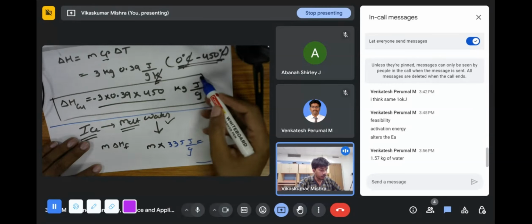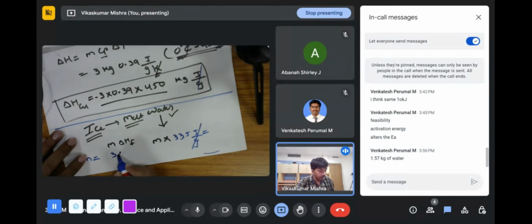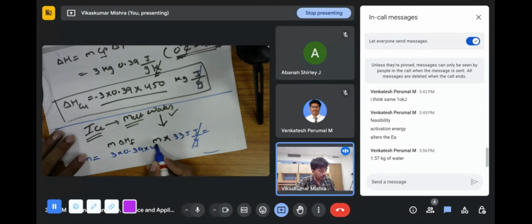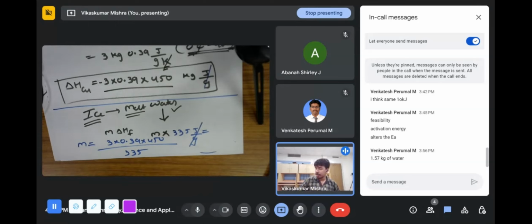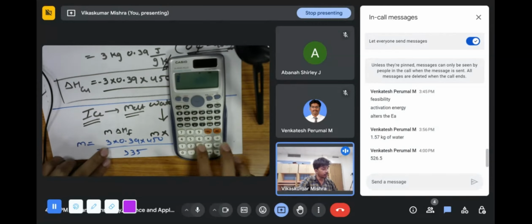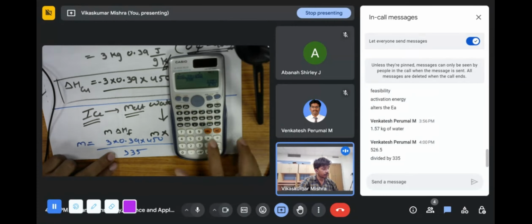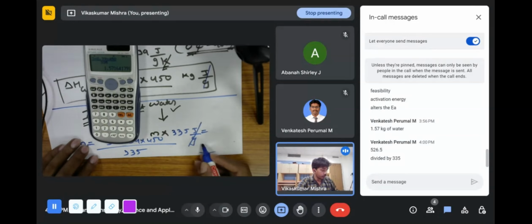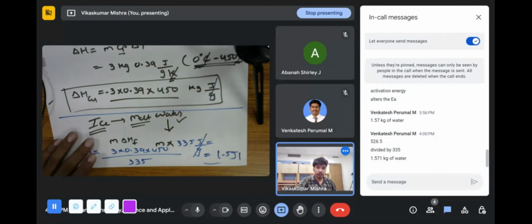If I equate this, joule per gram will be cancelled out, and I can get the mass m as 3 multiplied by 0.39 multiplied by 450, and the whole divided by 335. Right? So let's calculate it. On the numerator we have 3 multiplied by 0.39 multiplied by 450, and then we divide it by 335. Just as Venkatesh has told us, it's 1.507 kg. Yeah, perfect.